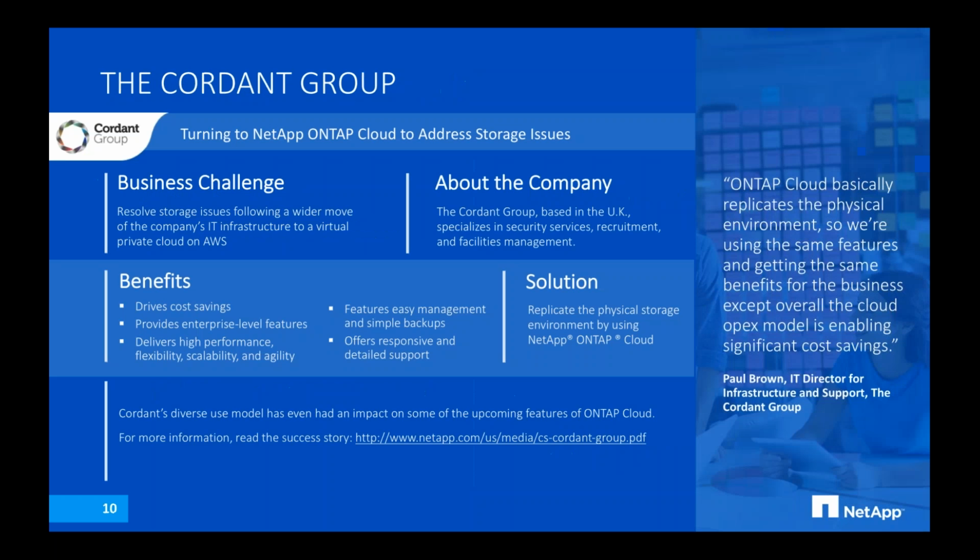And one such customer is Cordant Group. Cordant Group, based out of the UK, actually came into OnTap Cloud when they were doing some data center consolidations after they did some acquisitions, and they were trying to leverage the public cloud. They were given a mandate that they needed to go in and use AWS.